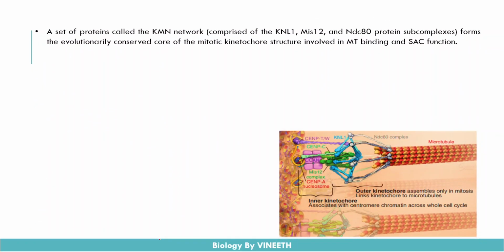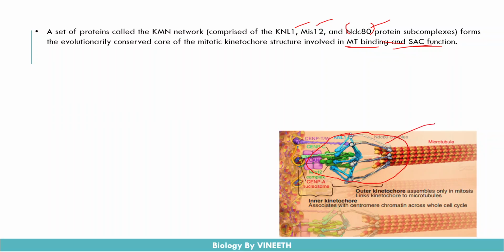A set of proteins is called the KMN network, which comprises the KNL1 protein, Mis12 proteins, and the Ndc80 protein complex. The Ndc80 complex further contains a lot of other subproteins. These are evolutionarily conserved proteins, the core of the mitotic kinetochore structure, involved in microtubule binding and spindle assembly checkpoint function. So this entire group is often referred to as the KMN network.